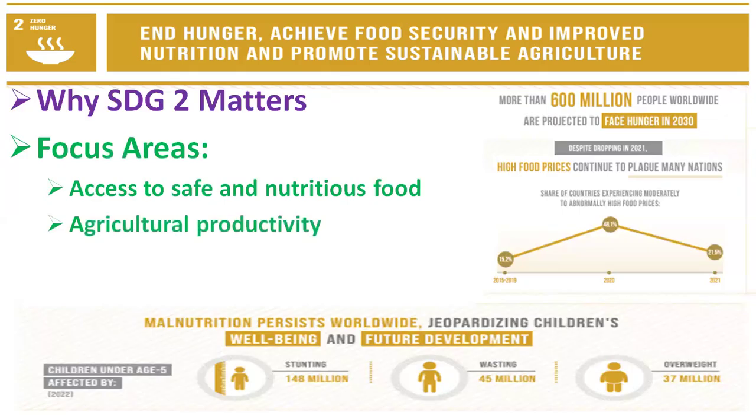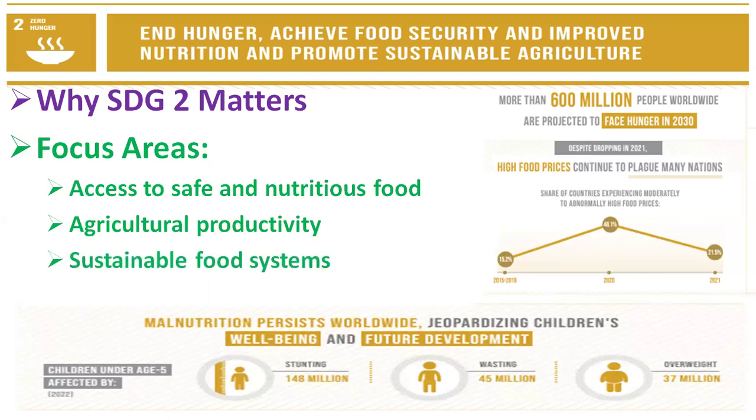Increase agricultural productivity. Promote modern agricultural practices and technologies to improve crop yields, especially in developing countries. Support smallholder farmers who produce a significant portion of the world's food, and enhance access to land, resources, financial services, and training for farmers.